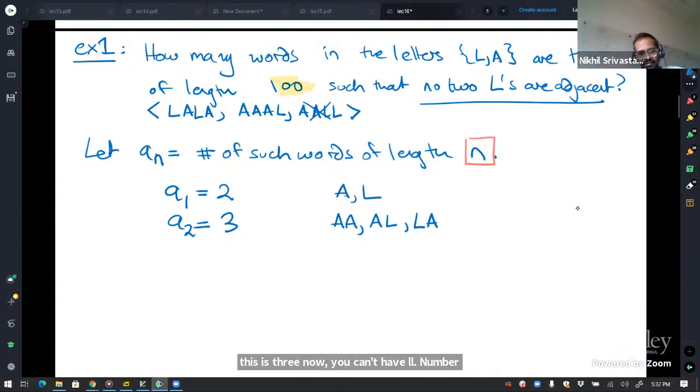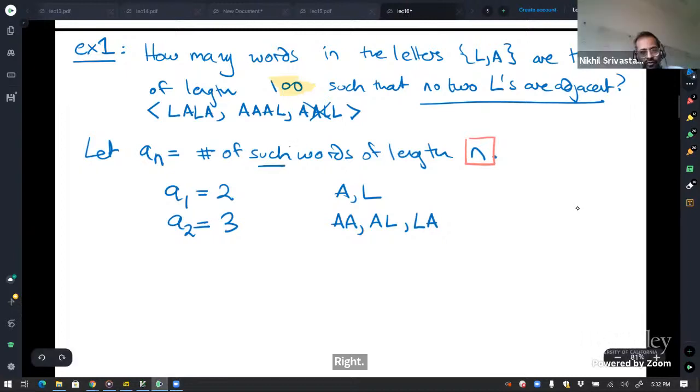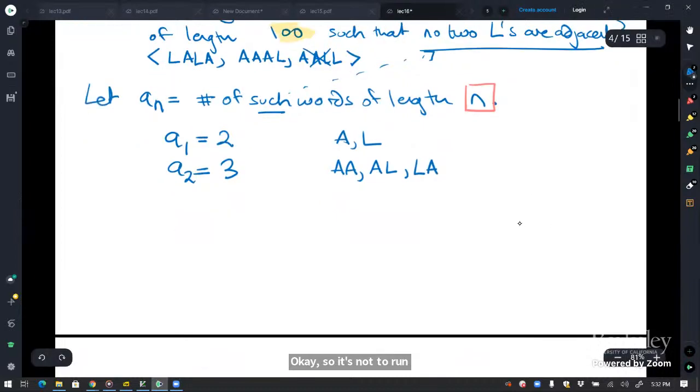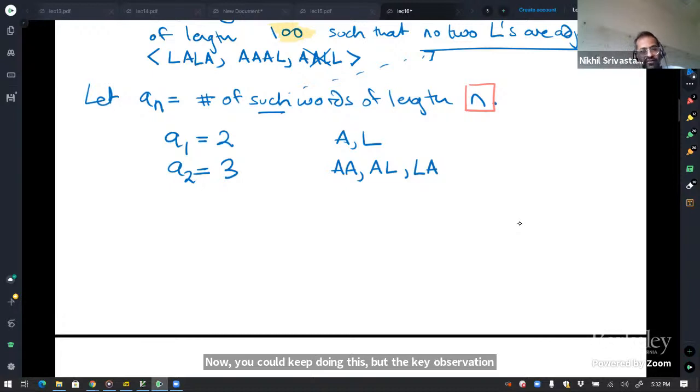Oh, I thought... No, it's that no two L's are adjacent. So all such possibilities, no two L's are adjacent. Okay. So it's not 2 to the n. Now you could keep doing this, but the key observation is that to construct a word of length n, you can write down the choices in a way that you can reduce it to constructing words of shorter length.